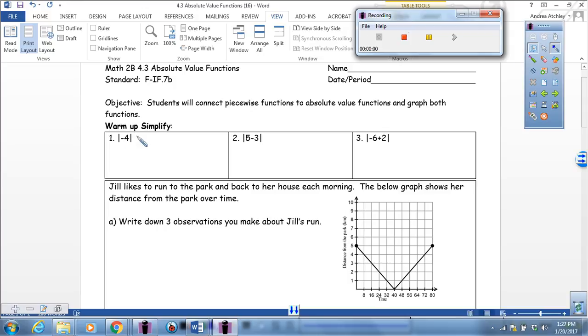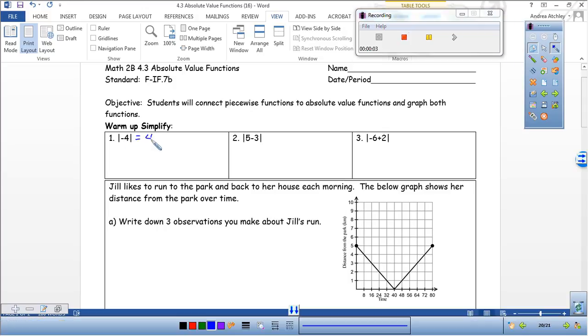Okay, so the absolute value of negative 4 is 4, because absolute values are distances away from something. Think of this as a distance from 0. Negative 4 is 4 spaces to the left of 0. So the distance is 4.